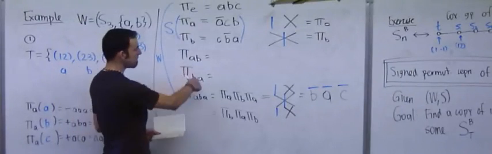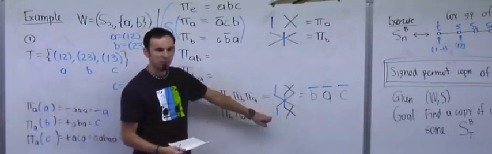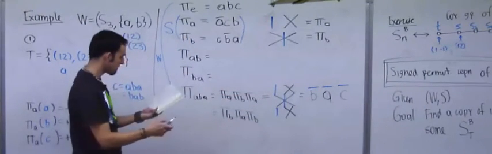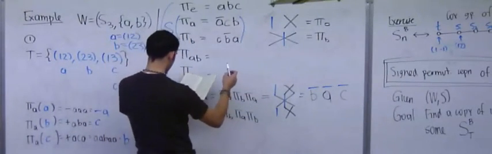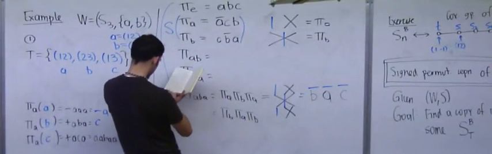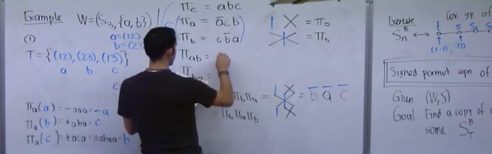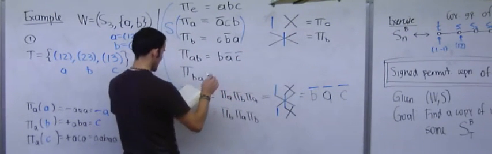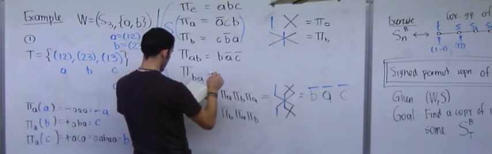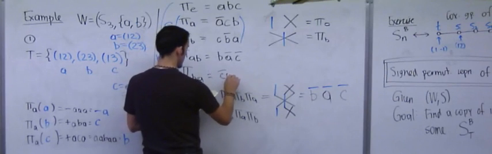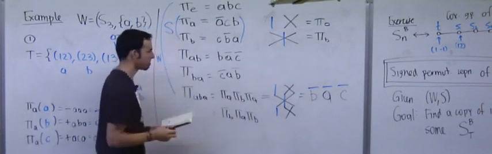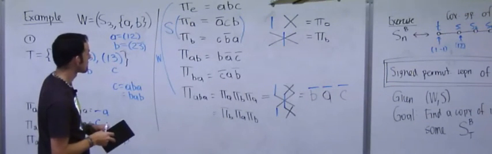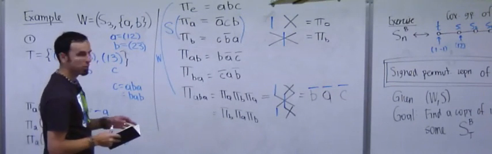What about AB and BA? Well, you can read them off from here, because this is AB and this is BA. So you just read that off, and you find that they are, where did they go? B, A, C, and C bar, A, B bar.